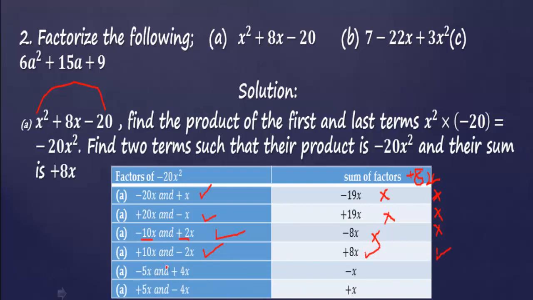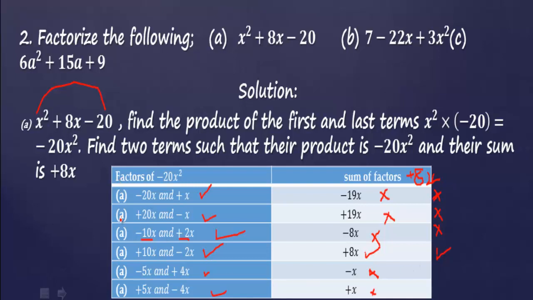So when you go further to get some other factors like minus 5x and plus 4x, by the time you multiply them together, you get minus 20x squared, which is correct. But when you add them together, you get minus x, which is absolutely wrong. Now when you do this one also, plus 5x and minus 4x, multiply them, you are going to get minus 20x squared. But by the time you add them, you are going to get plus x, which is very wrong. That means we are picking D.